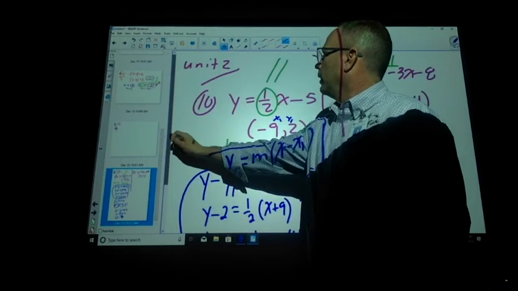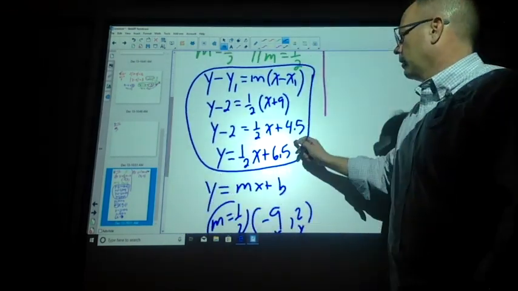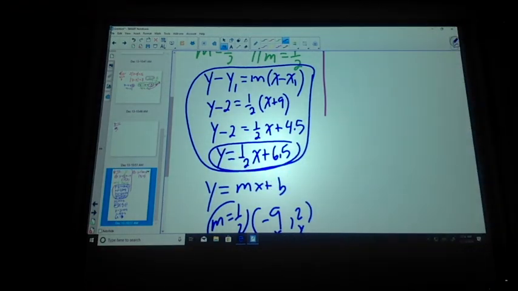If you look back up here, if you look right here, that slope and it has the y-intercept. So it's your choice which way you want to do it. Some people were taught one way, some were taught another, so I'm trying to honor both.